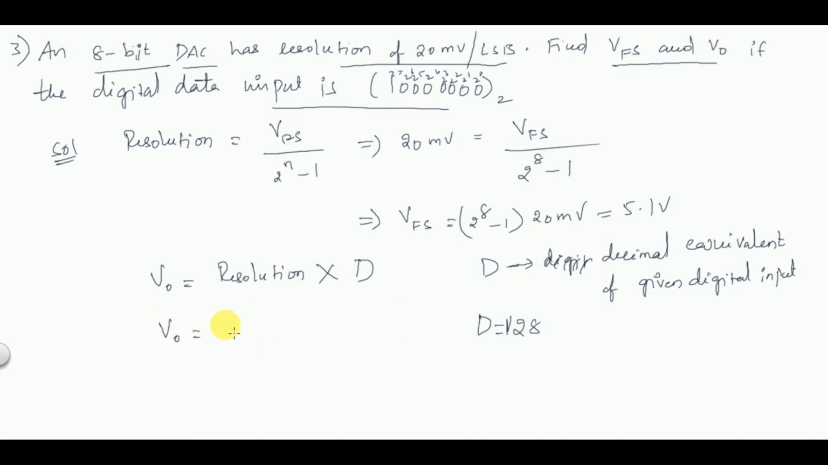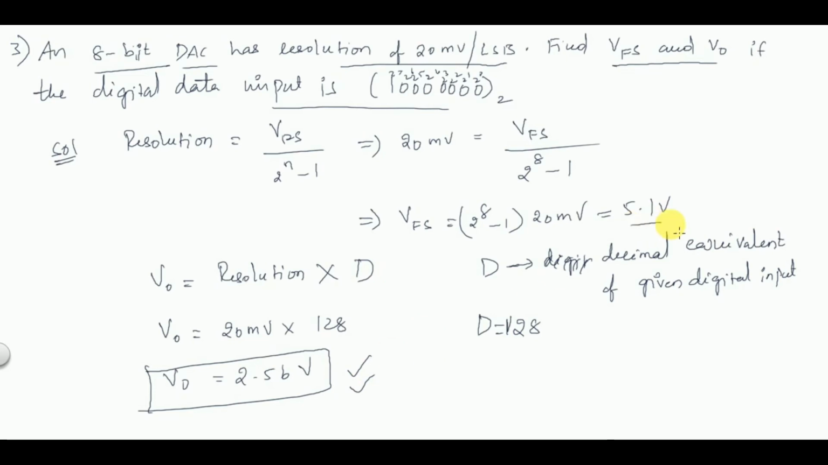Therefore V0 is equal to the resolution, 20 millivolts, into 128. If you do that, you will get around 2.56 volts. V0 is equal to 2.56 volts. So always remember, V0 is the output for a particular digital value and VFS is the maximum output voltage for a given DAC.